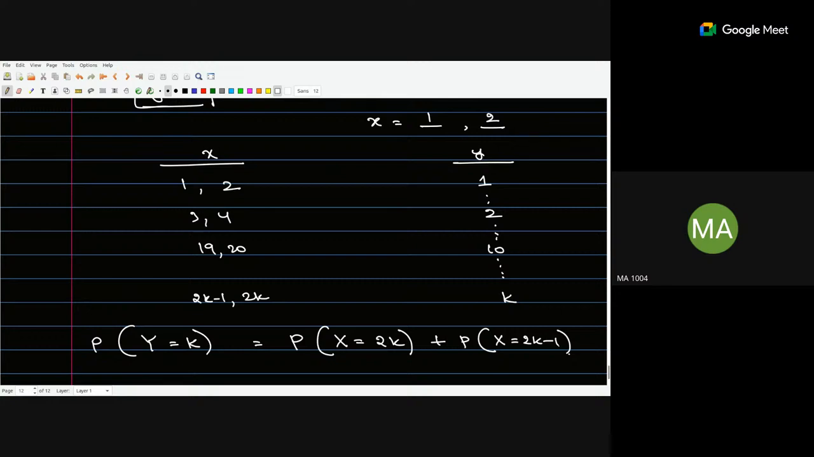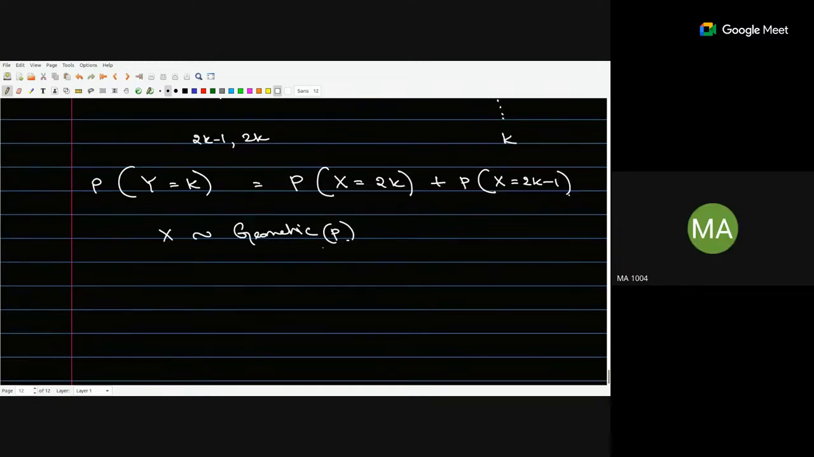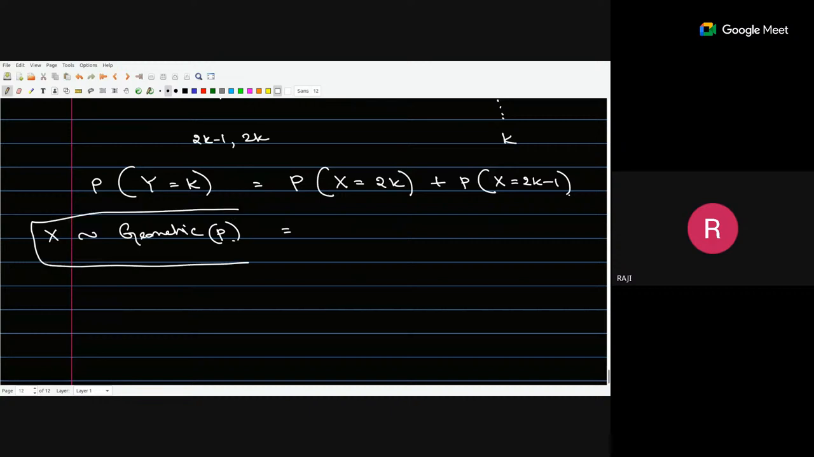Are you convinced still here? Yes. Okay, from here it is very simple. You know the distribution of x. What is x? Geometric p. If it is geometric p, what is the probability that x is 2k? It is p into 1 minus p power 2k minus 1. So this is 1 minus p power 2k minus 1 into p.